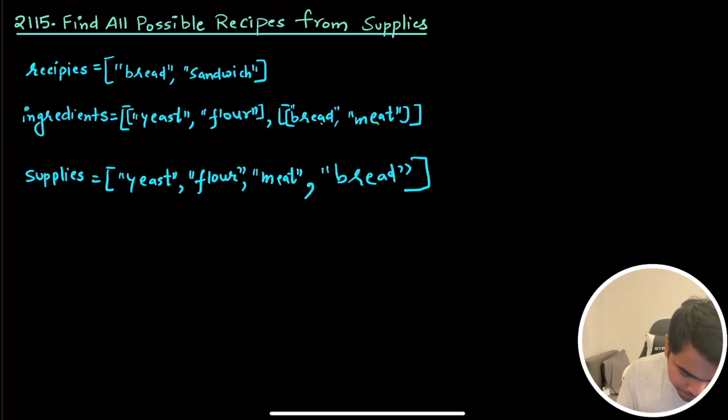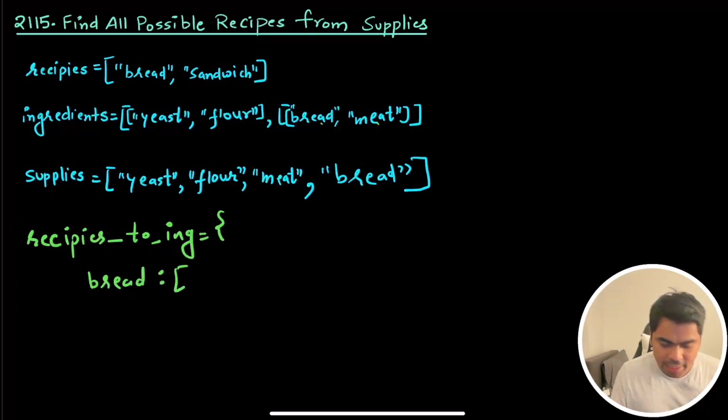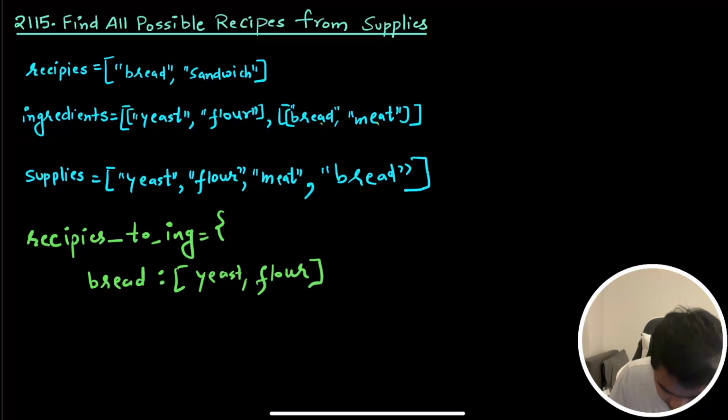So we will create what I'll call a recipes to ingredients dictionary. So what are our recipes? Well, we have bread. These are the neighbors I'm creating. So for bread, you will have yeast, and you will have flour. If you consider all of them as nodes of a graph, this is how you can represent it.